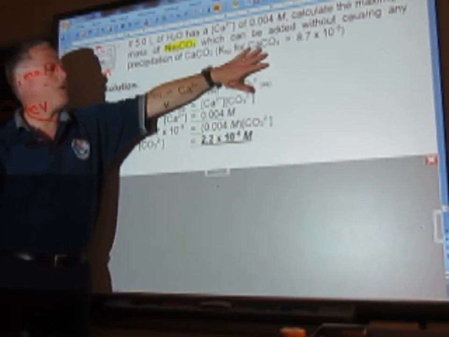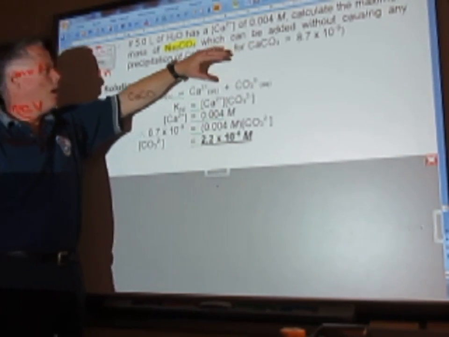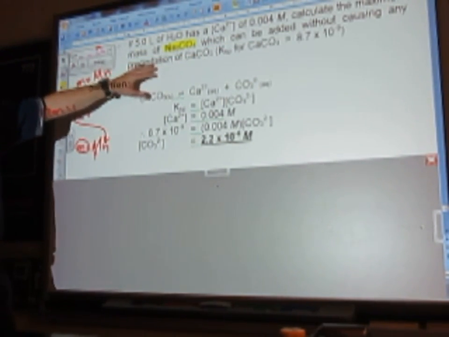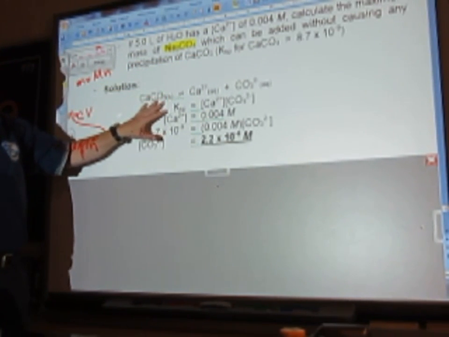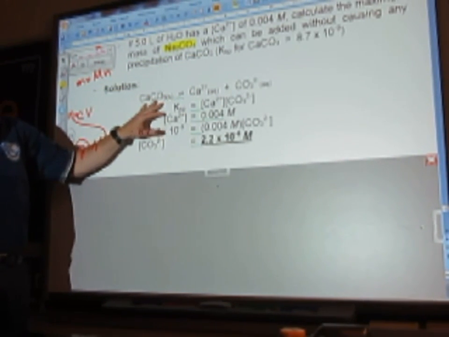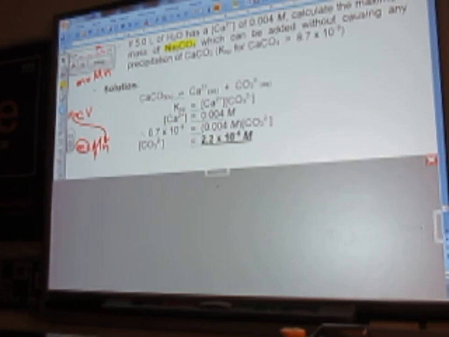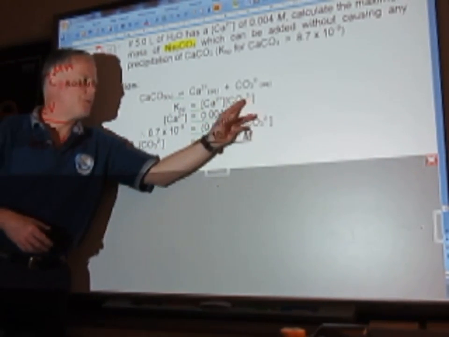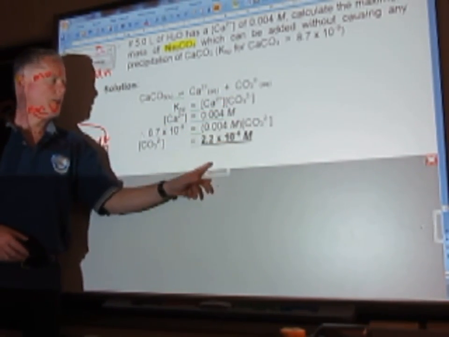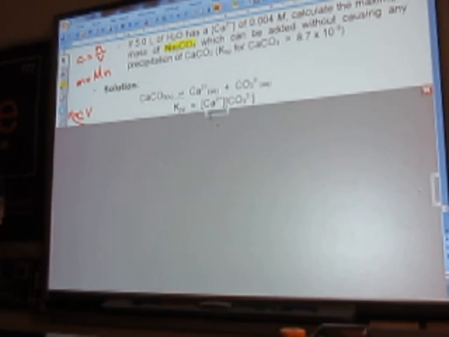I've got a KSP for calcium carbonate. So without causing precipitation of calcium carbonate, I know calcium carbonate is the one I'm going to use in my KSP expression. Calcium carbonate is calcium plus carbonate in equilibrium. I write my KSP expression from the balanced equation, so we get this far. Now we start to take a look. I've got that KSP expression. What do I need to do with it?